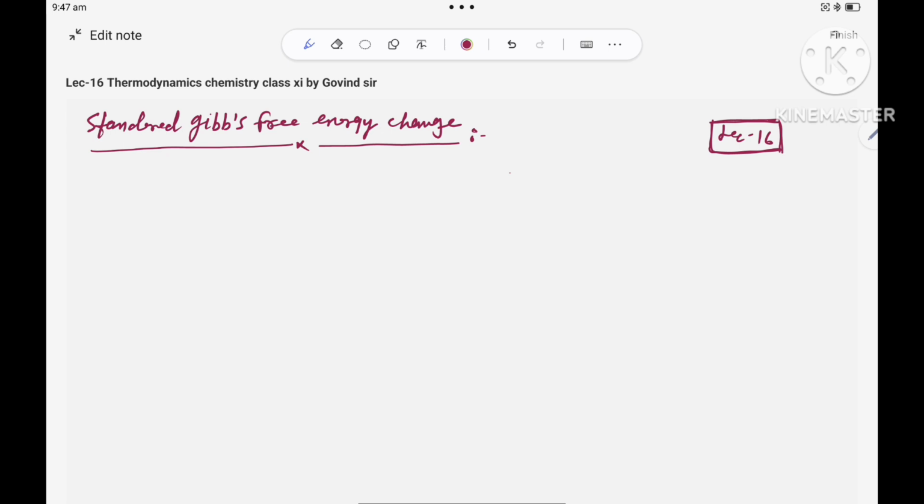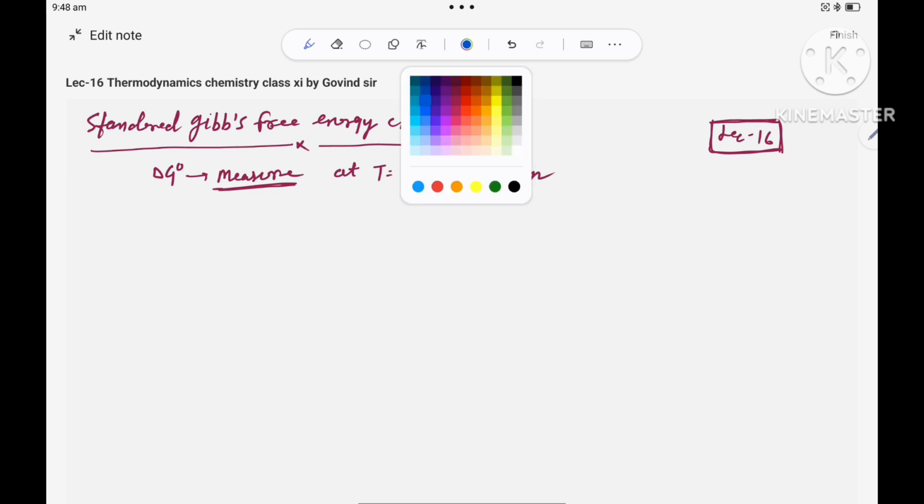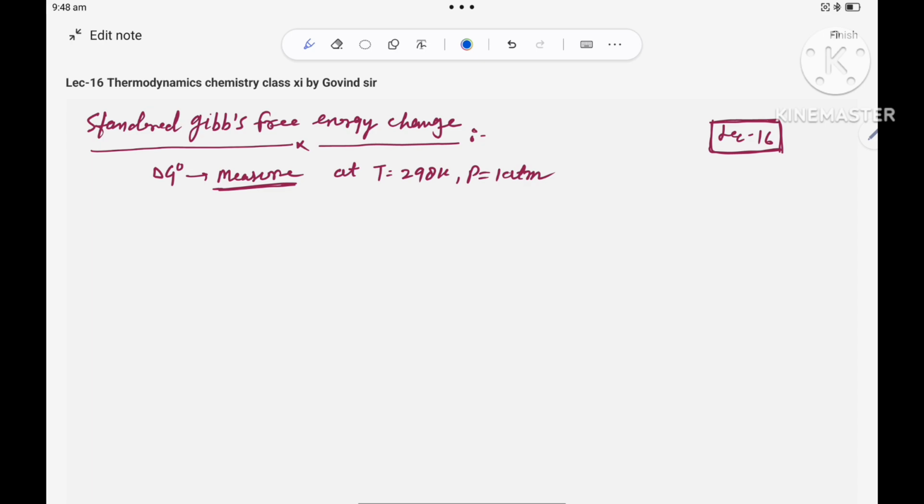For standard, it will be represented as delta G naught, that we can measure, because delta G only we can measure, it's a state function. Standard means temperature 298 Kelvin and pressure 1 atm. If you are measuring Gibbs free energy at 298 Kelvin temperature and 1 atm pressure, then it is standard Gibbs free energy. Why is it required, children?